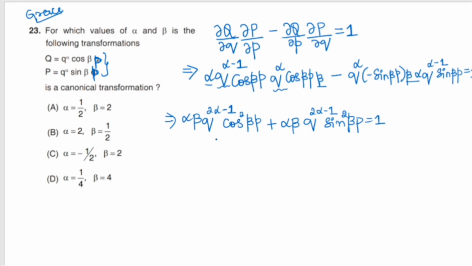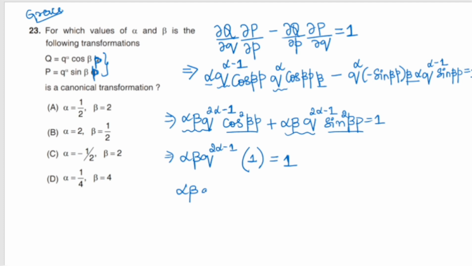We know from the identity cos square x plus sine square x equals 1, right? The rest of the terms here are constant. So if I take common alpha beta q to the power of 2 alpha minus 1, constant, what is remaining? Cos square beta p plus sine square beta p, that is equal to 1, which will be 1. This is the equation we got: alpha into beta q to the power of 2 alpha minus 1, which is equal to 1, we need to get.